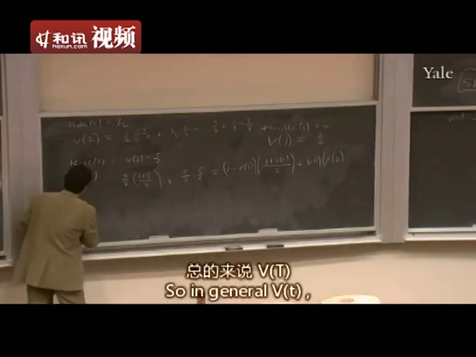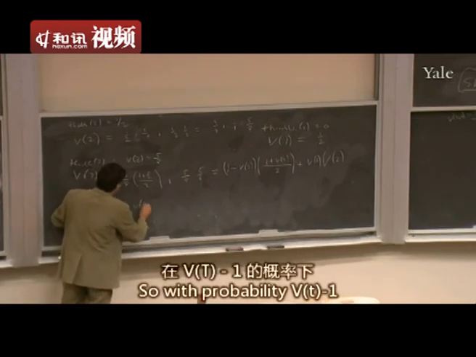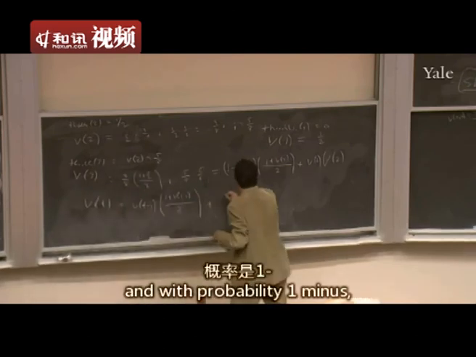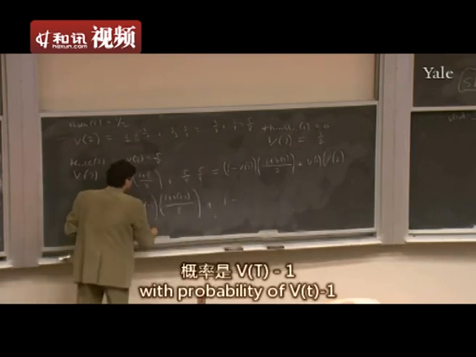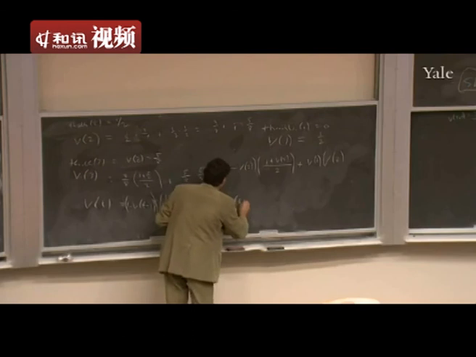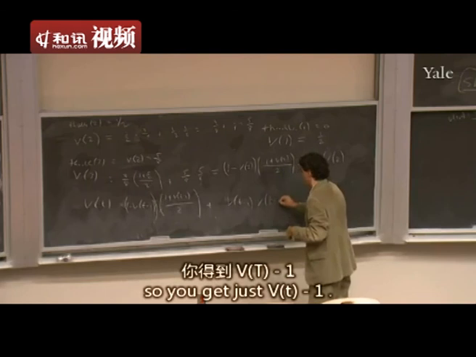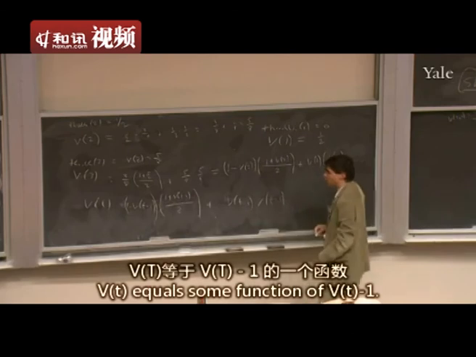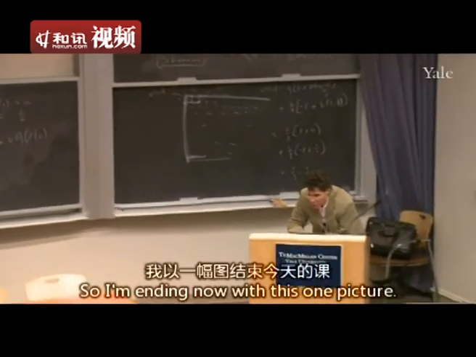So in general, for V of t, you set the threshold at V of t minus 1. With probability 1 minus V of t minus 1, you're going to get 1 plus V of t minus 1 divided by 2. With probability V of t minus 1, you're going to pass on her and go to the next one, so you get just V of t minus 1. So that's just a formula: V of t equals some function of V of t minus 1. You can program that into a computer.